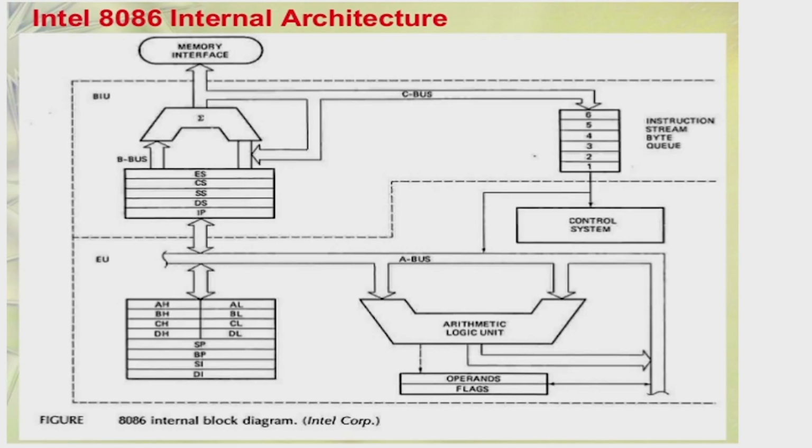Basically this entire architecture is divided into two parts. One is called the bus interface unit, BIU. This is the BIU, this above dotted one. And this one is the execute unit, EU. So what is the purpose of BIU? What is the purpose of EU? BIU actually will send the address to the external device.